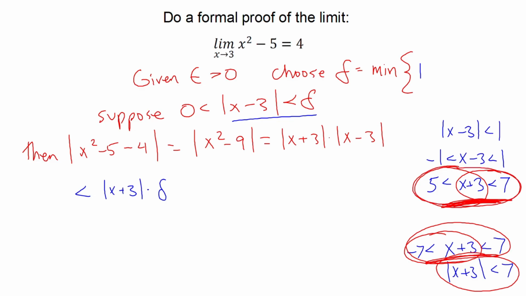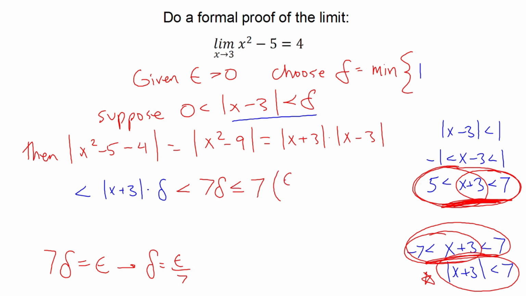So if the absolute value of x plus 3 is less than 7, then this should be less than 7 delta. And now we just let 7 delta equal epsilon, giving us delta is epsilon over 7. So this is now less than or equal to 7 times epsilon over 7, which is just epsilon.